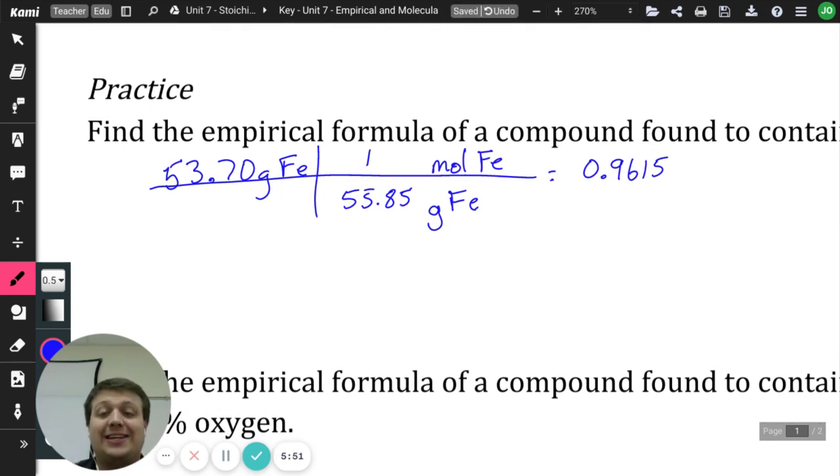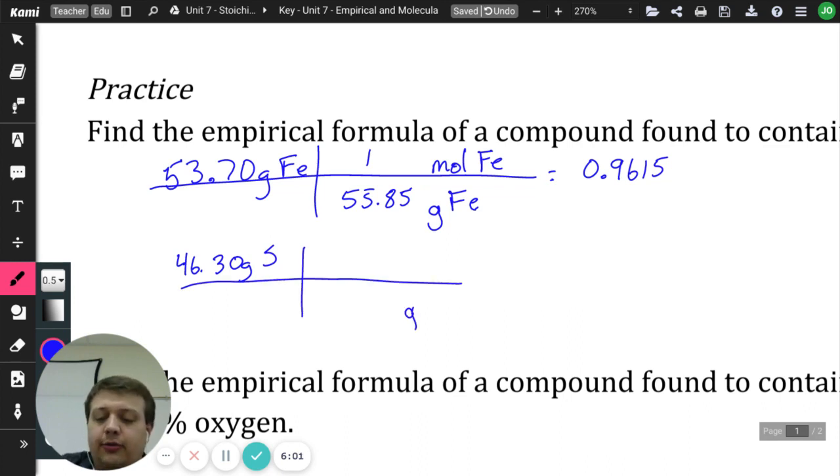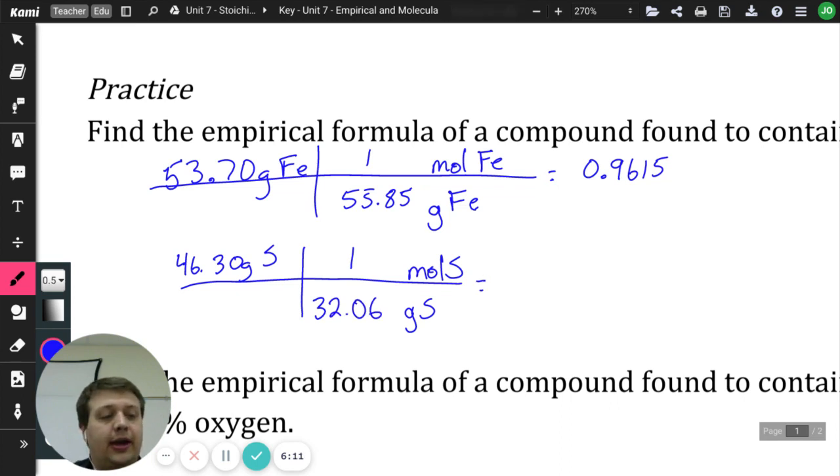Okay. Next, we're going to do the same thing with our sulfur. So we've got 46.30 grams of sulfur. Again, that came from my problem. I'm going to drop down grams of sulfur and go into moles of sulfur. I know I have 1 mole for every 32.06 grams. Plug that in. I'm going to get 1.444.